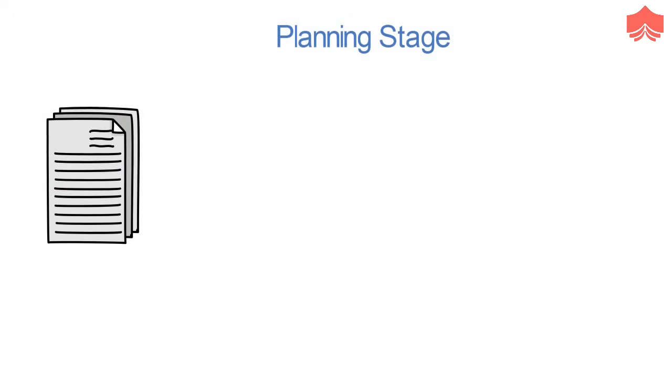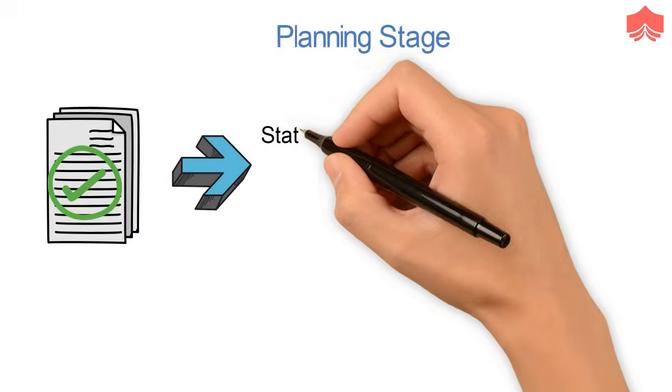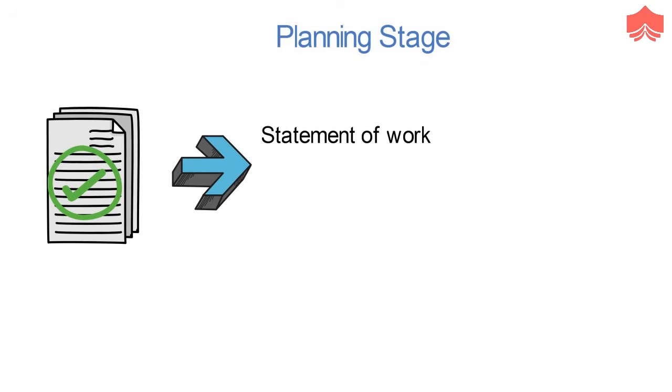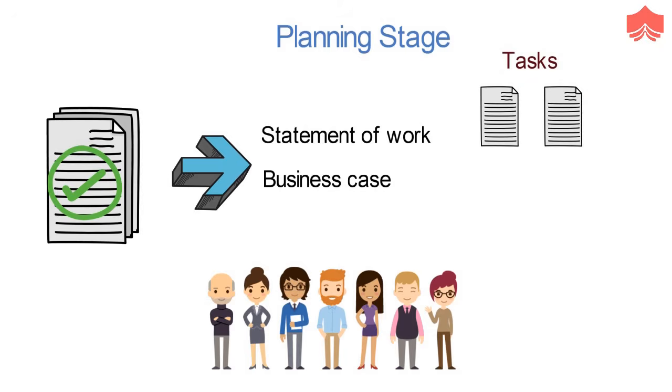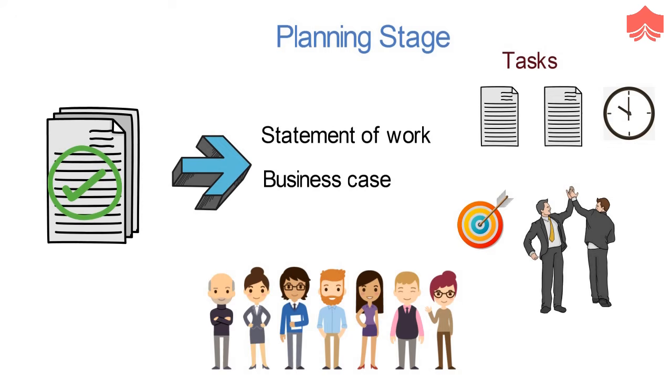Next comes the planning stage. The planning stage comes when the project is approved to move forward on the basis of the statement of work and the business case. In the planning stage, teams are built. The large project is broken down into smaller tasks, and a schedule is prepared for the completion of all the assignments. Smaller goals are created within the larger project so that each goal is achievable within the time frame.